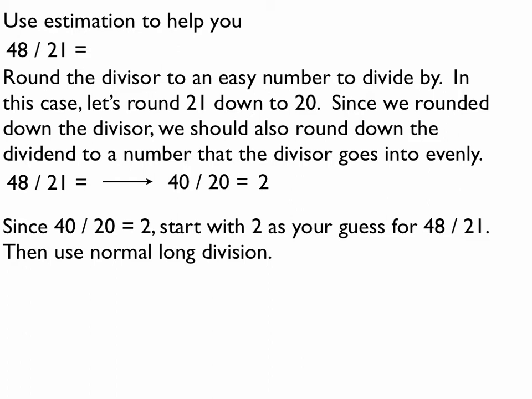So what you're now going to do is go into normal long division. I'm going to set it up like I know how to do: 48 underneath, 21 on the outside. Let's try 2 as part of my quotient. Well, 2 times 21 makes 42. That gives me a remainder of 6. There's nothing left to do, so it definitely works. So my final answer on this one is 2 remainder 6.